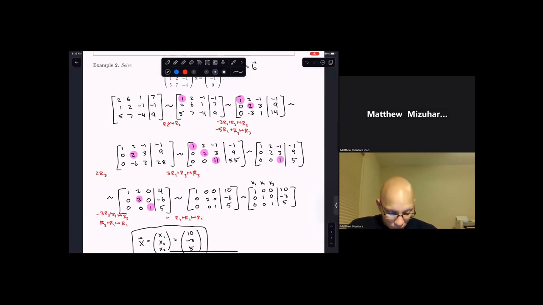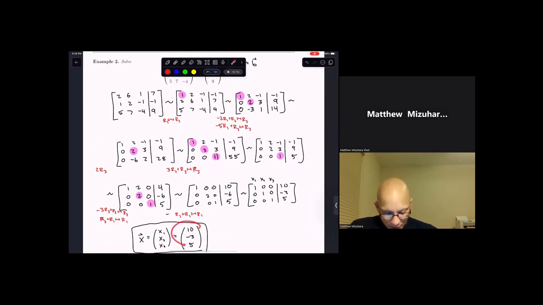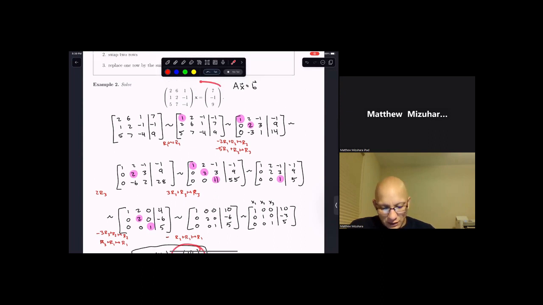And if you want to check, you could take this vector, plug it in for x in this equation, and it should work out to equality. Okay.